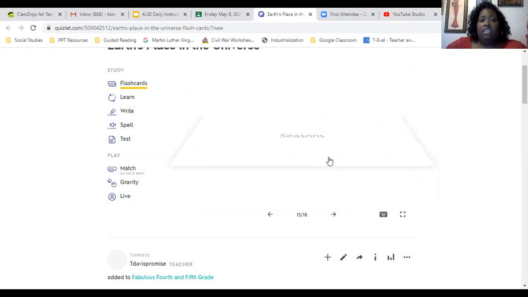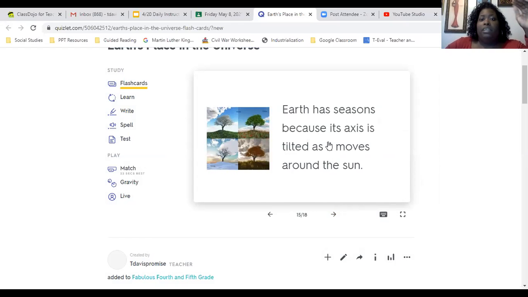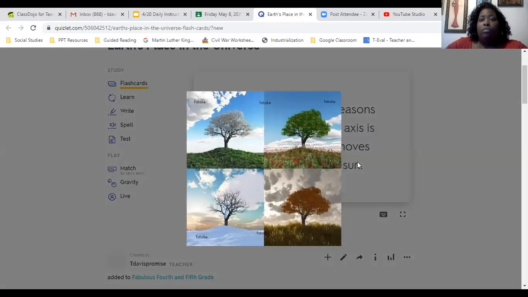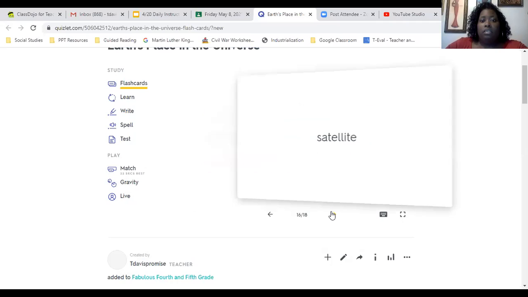And then the seasons. Earth has seasons because its axis is tilted as it moves around the sun. And you know the four seasons, I hope.